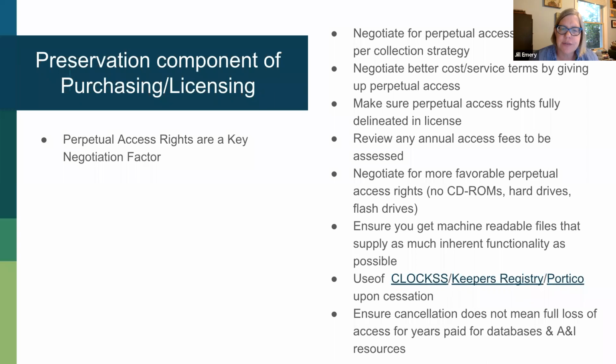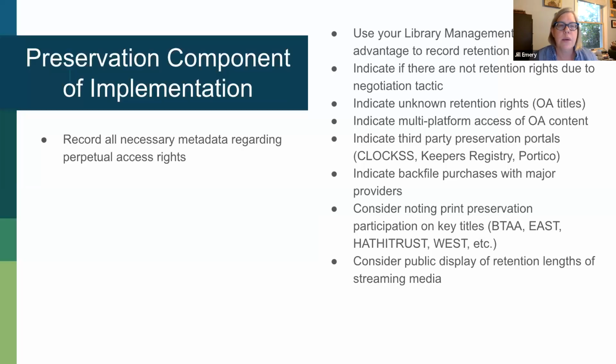And you want to ensure that cancellation doesn't mean that you lose access for years paid, especially with databases and A&I resources, because they tend to be the trickier resources where you have problems with that sort of consideration. At the point of implementation, the real necessity is recording the metadata that really encapsulates what the perpetual access rights are. And it really helps to use your library management systems to your advantage to designate and retain what these rights are.